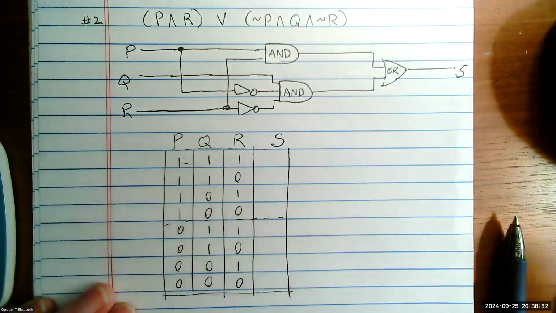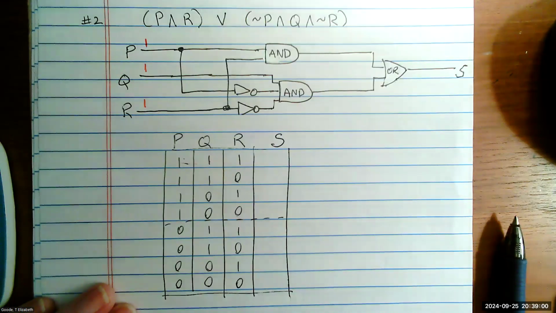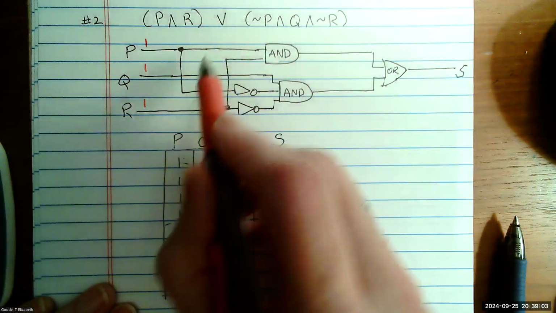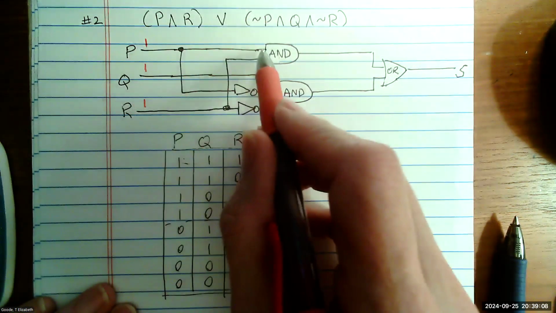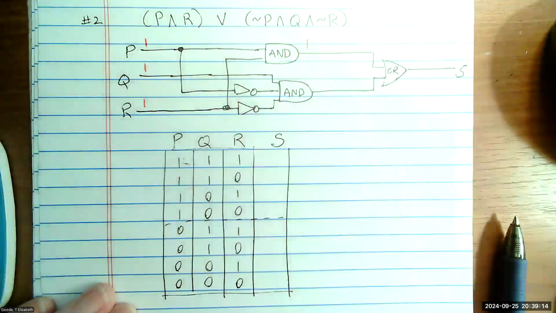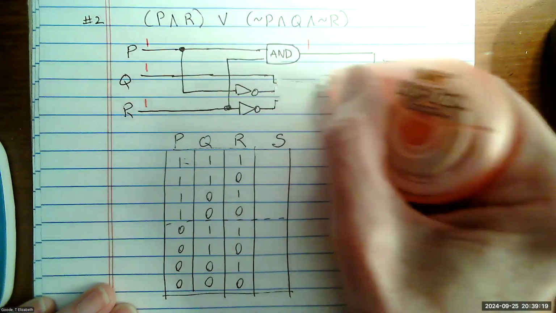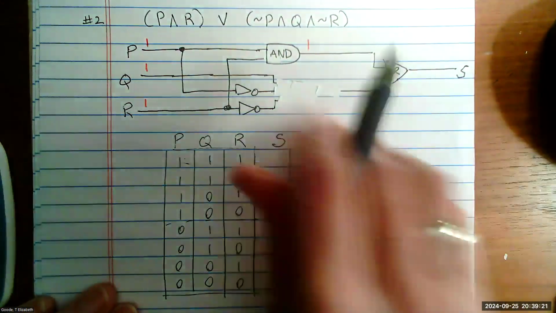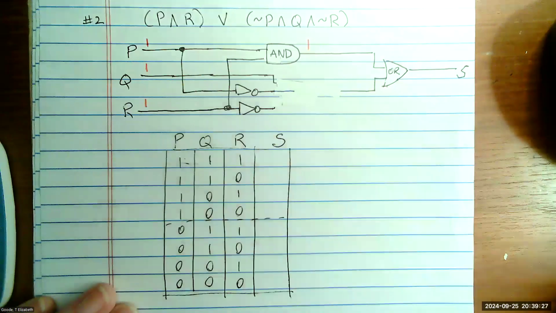So the first input state would be row 1, where they're all 1. So P is 1, Q is 1, and R is 1. Okay, so I'm going to do that one in red. So R is 1, so there's a 1 coming up here through this and P is also 1. What comes out of the AND gate? 1. Ooh, and I'm going to scooch this AND gate over because I need more room. I need more wire. I need room to put what's coming out of these NOT gates before I run it through the AND gate.